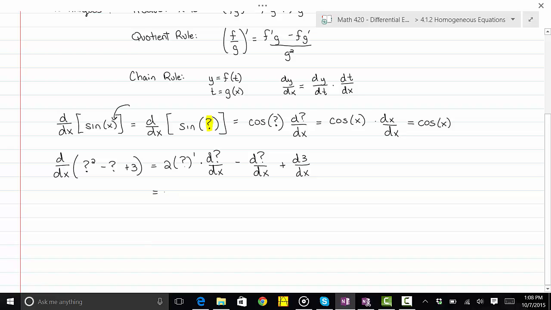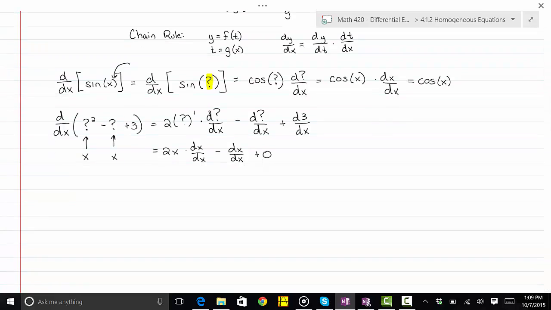Let's suppose for a moment all those question marks are actually x's. So it's x squared minus x plus 3. That would be 2 times x to the first times the derivative of x with respect to x, minus the derivative of x with respect to x, plus 0, because we know the derivative of a constant is 0. Those dx's are 1, right? So this will be just 2x minus 1 if it were x squared minus x plus 3.